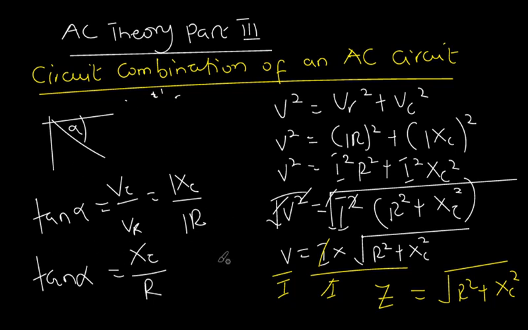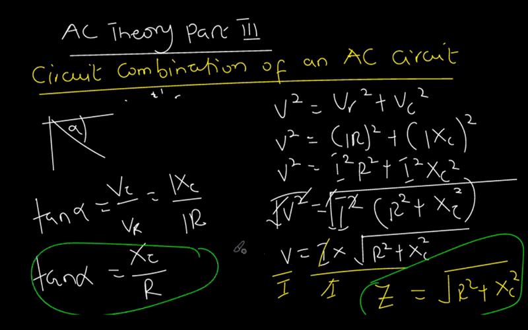So these two equations, this whole equation as equation number 1, and this whole equation as equation number 2, are really important when we are looking at an RC circuit. So if you are asked to find the phase angle, you use tan alpha is equal to what? The capacitive reactance divided by the resistance of the resistor. And if you are asked to find the total opposition to the flow of current, which is the impedance, it is what? The root of what? R square plus what? The capacitive reactance square.